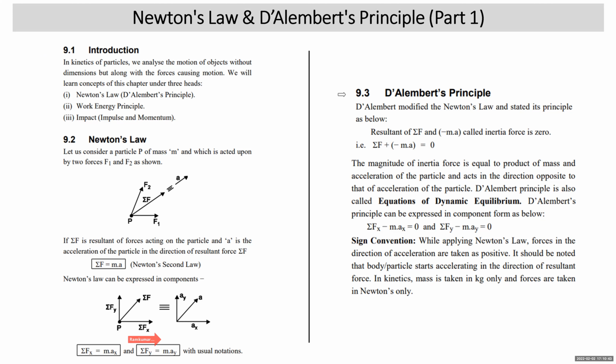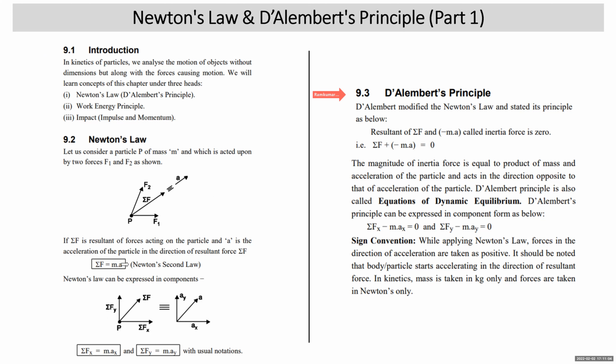Now comes D'Alembert's principle. What is D'Alembert's principle? D'Alembert's principle is nothing but a modification over Newton's law. Newton's law: F is equal to ma, sigma F is equal to ma. What D'Alembert suggested is that the product of mass and acceleration is a force. He said that when you write sigma F, then m into a is a force. Why is it on the right side?